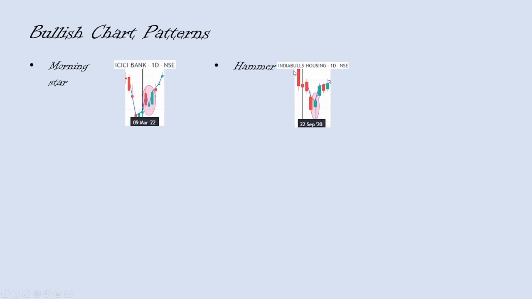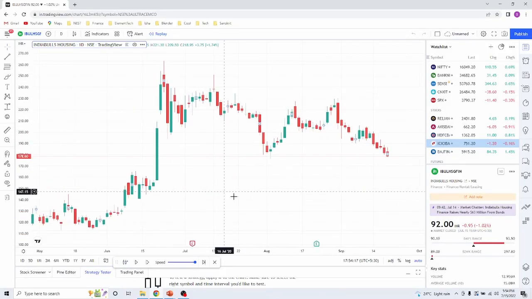Also it has to happen in a downtrend, and this also looks like a bullish harami if you look at it. But I think the difference is, for bullish harami, this green candle must be a doji, but for a hammer, it should be bigger than a doji candle, with a small wick above and a big wick at the bottom. So if you look at India Bulls Housing on 22nd September 2020, you'll see what happened in future.